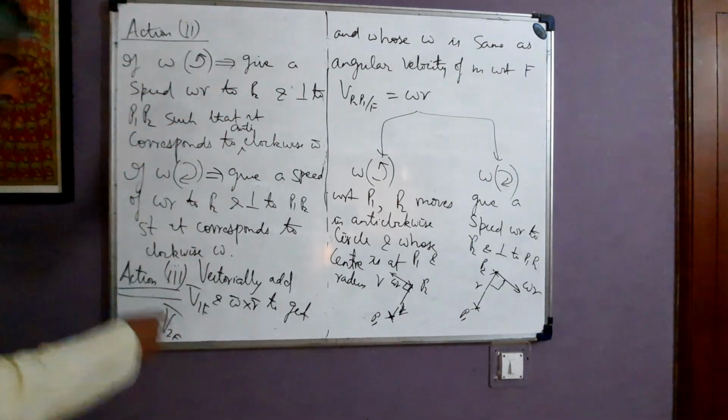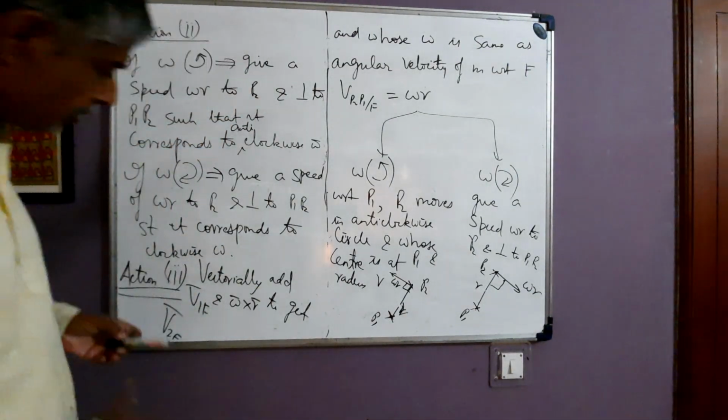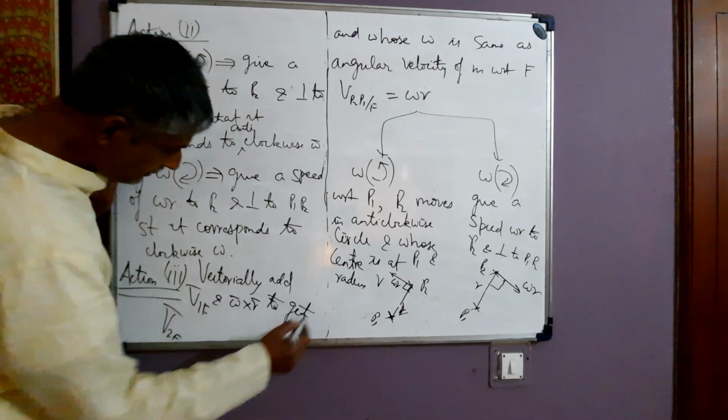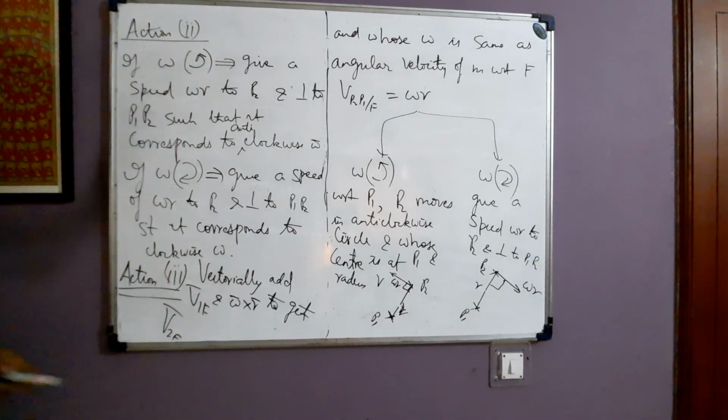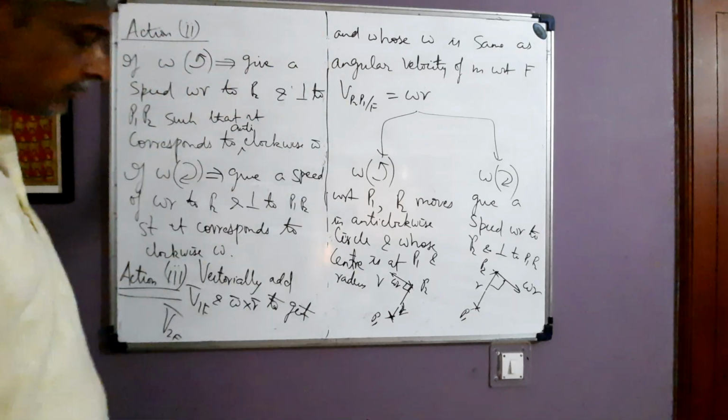Fine. The third action, what do we have to take? Vectorially add V1F and omega cross R to get what? V2F. So this is a three-step procedure. Fine.